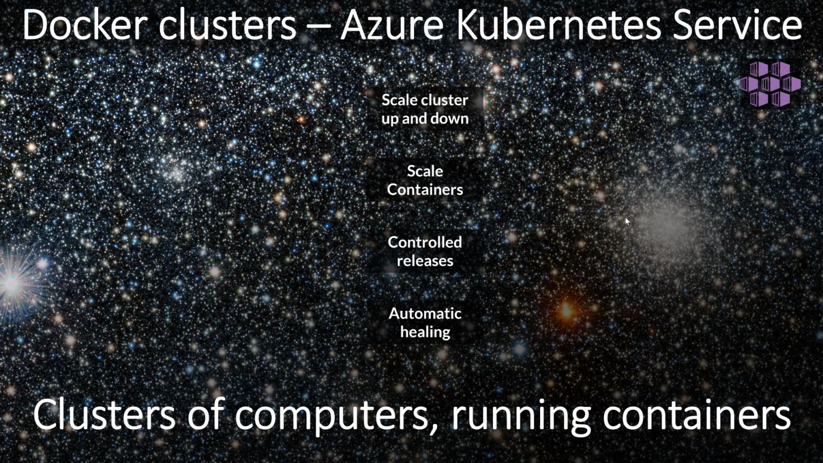Also, AKS or Kubernetes in general has automatic healing. That means whenever a container crashes, it will be restarted automatically by Kubernetes. So if a system encounters an unhandled exception, for example, well, it crashes, but not to worry, it will likely start up on a different location and it will become healthy automatically again.